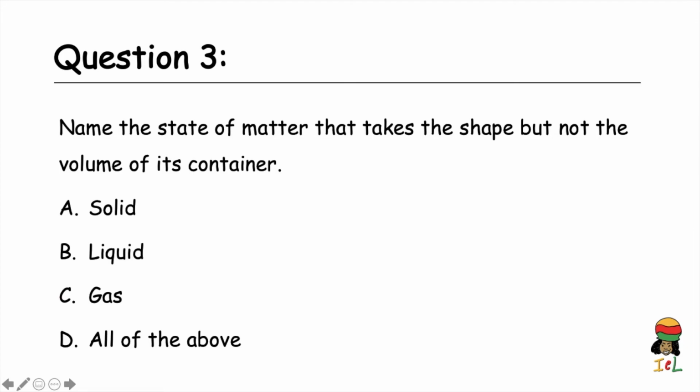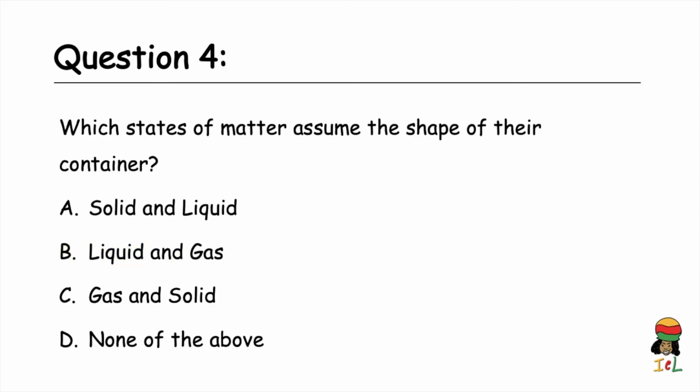Question 3. Name the state of matter that takes the shape but not the volume of its container. A. Solid. B. Liquid. C. Gas. D. All of the above. And the answer is liquids. Liquids take the shape of their container, but they do not assume the volume of their container. They maintain their own volume, or it's said that they have a definite volume.